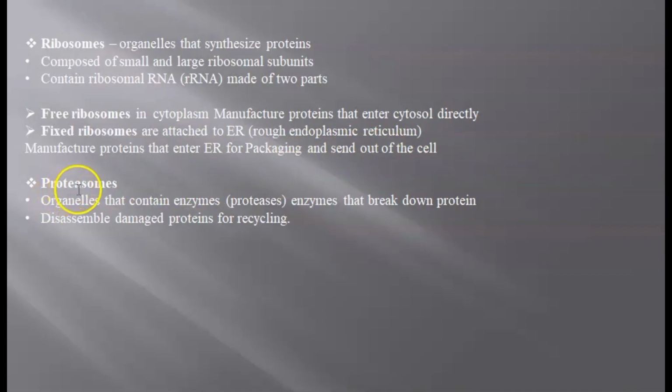Another organelle is the proteasomes. These organelles contain protease, enzymes that break down proteins. So now protein has been formed, but protein may need to be broken down, and we need an enzyme to do that function. This enzyme is a protease, found in these organelles, the proteasomes. This protease also disables damaged protein. The protein that has been damaged is no longer useful for the body. It disables them and recycles them.